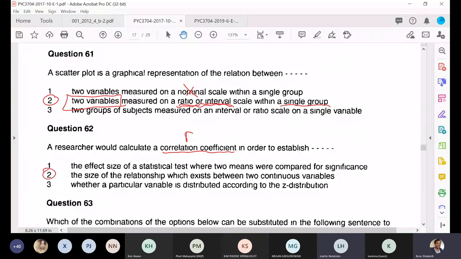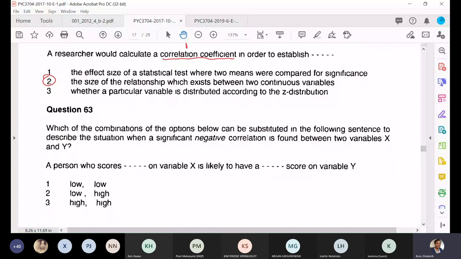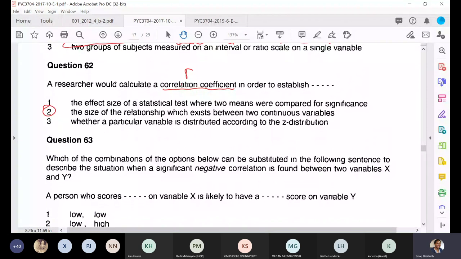Two. Two, because the coefficient of correlation tells you the strength and the relationship of two numerical variables, which is two.